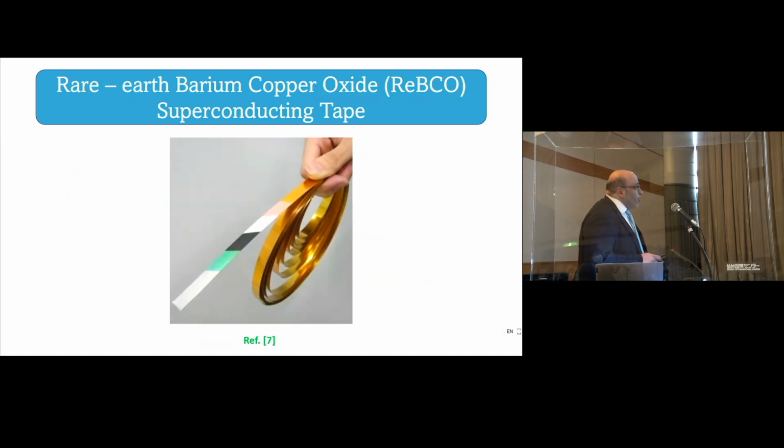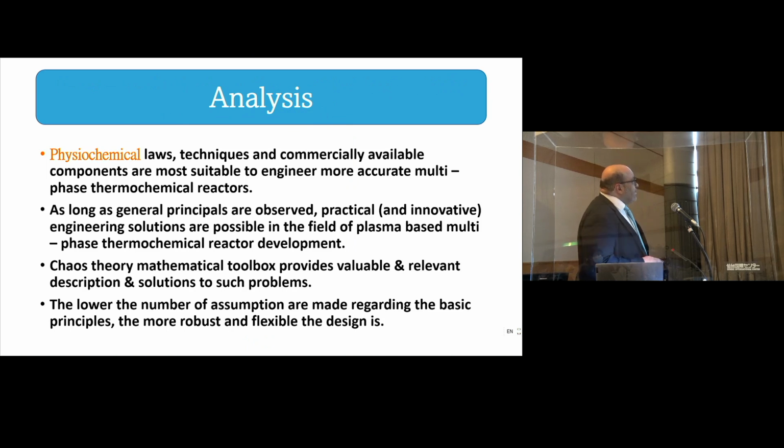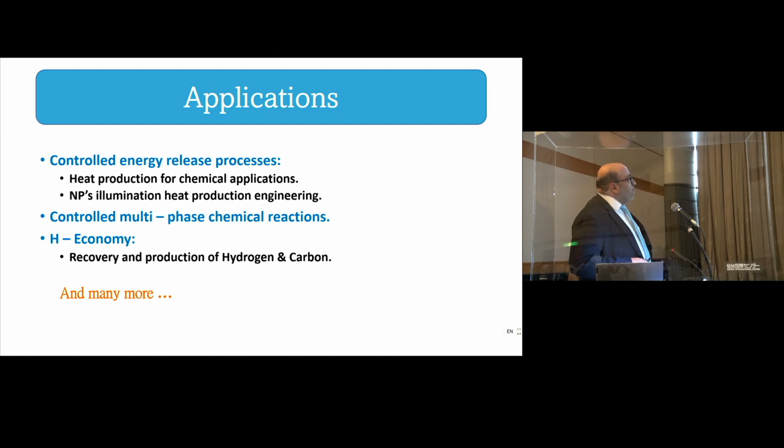This is to prove to you, in a reference, that superconducting tapes are now being sold by the meter in the markets. And you can imagine what you can do with them for commanding fields and such. Analysis, again: physicochemical laws, techniques, and commercially available components are important. Chaos here is important. You have to lower your number of assumptions to proceed to your engineering exercise.